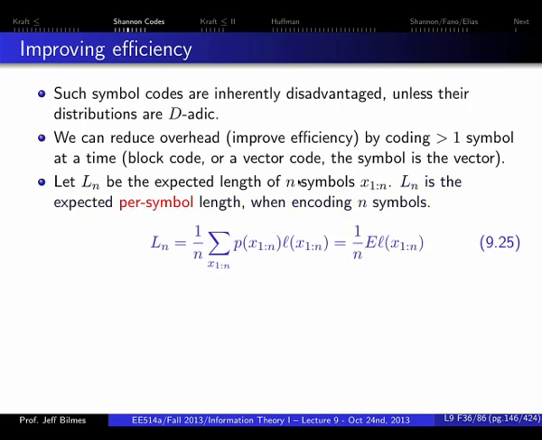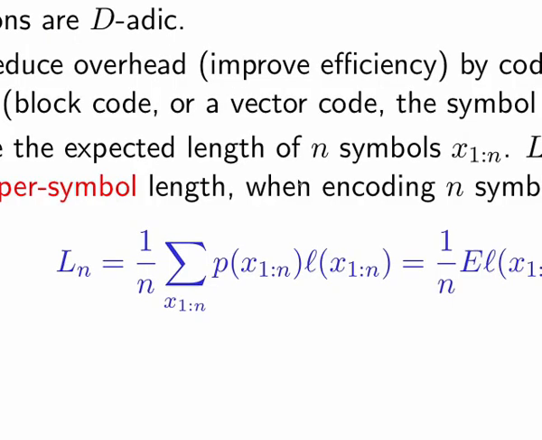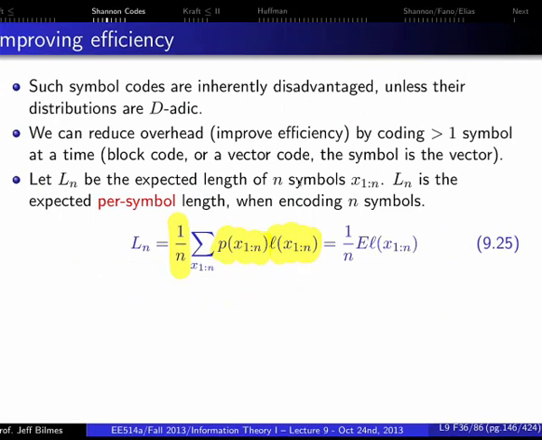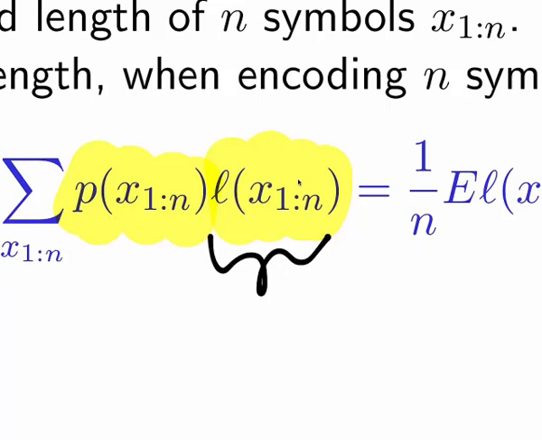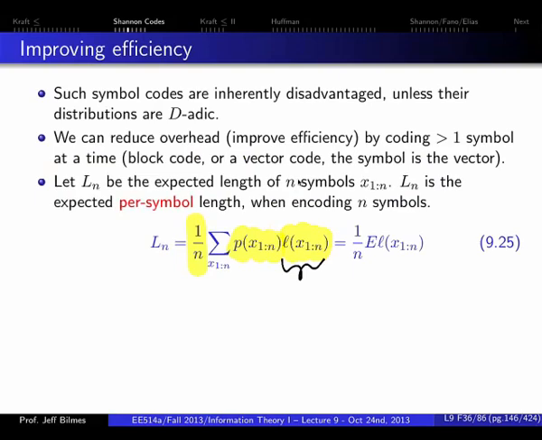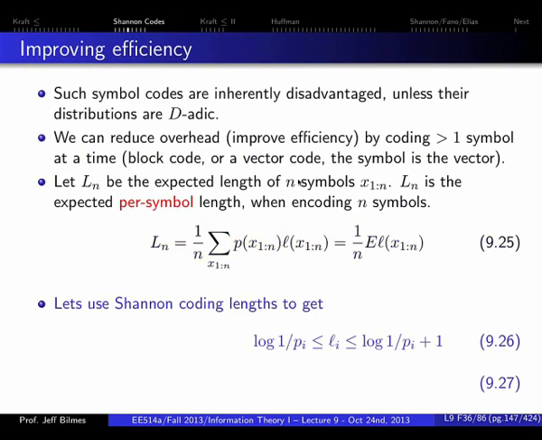So let's write this down. We're now zooming in on this. It's the length of this block, a length n block, times the probability of that block. And we're dividing by n, so it's the expected per source symbol length by encoding of a block. Now we can do the same sort of thing where we derive the length using the Shannon length, based on the log of the probability. So let's, in fact, do that. Let's use the Shannon length.